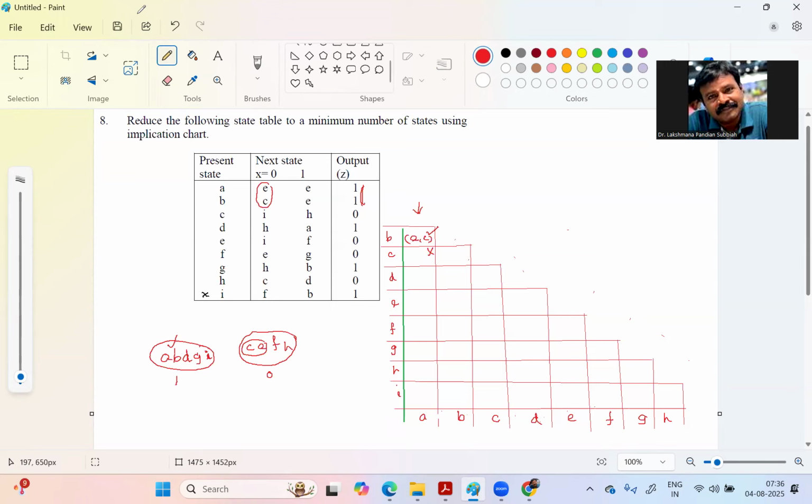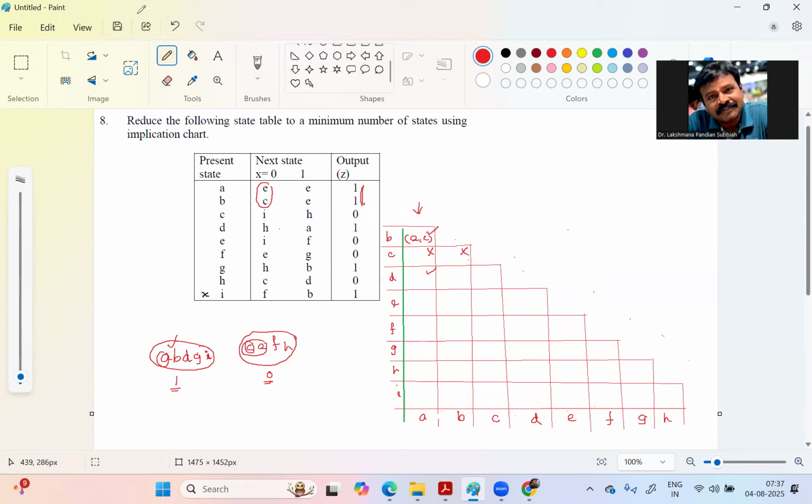A is in output one and C is in output zero, so they are in different groups. A and C cannot be a pair. Likewise for the next one, it cannot be a pair. Then we have AD. AD can be a pair, but now you check its transitions.